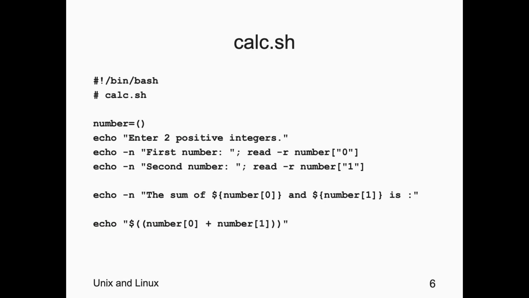Here's another example. If you'd like, you can take a second to pause the video and look through it more. But essentially, it's just a simple calculator where we prompt the user for two numbers and then store them as numbers at index 0 and index 1. And then we're going to add them together and print the result.